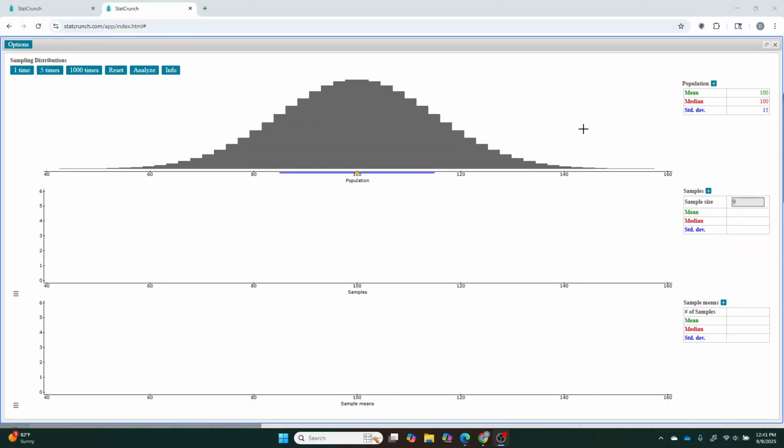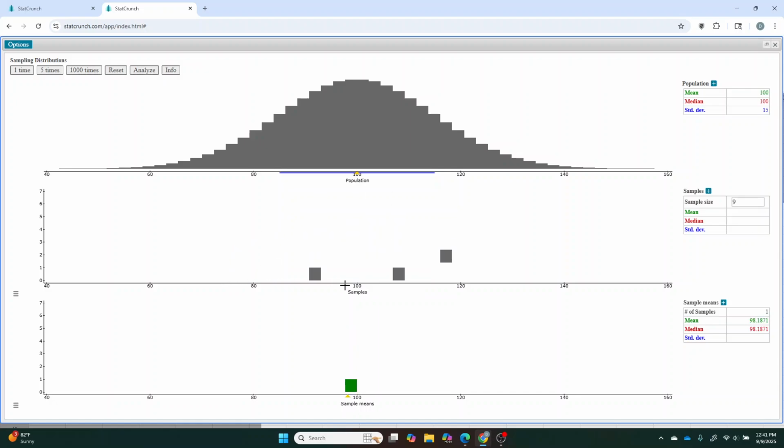Okay, so here we have a bell-shaped distribution, right? This is supposed to represent the IQ scores. The mean is 100, and the standard deviation is 15. And we want to collect 1,000 samples of size 9. So my sample size here is 9. I'm going to simulate just taking 5 samples of size 9.